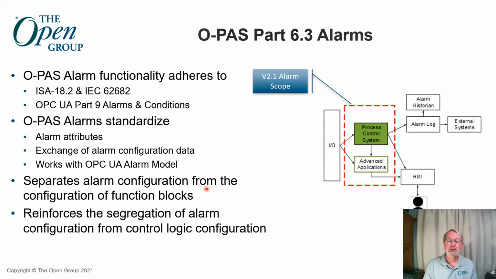One of the aspects here is that we are separating alarm configuration from the configuration of function blocks. That said, the alarm generation and the configuration can go into function blocks, or it could be separate blocks. We're not saying how they should be implemented. We're just saying this is the interface that alarms are passed from a process control system with.